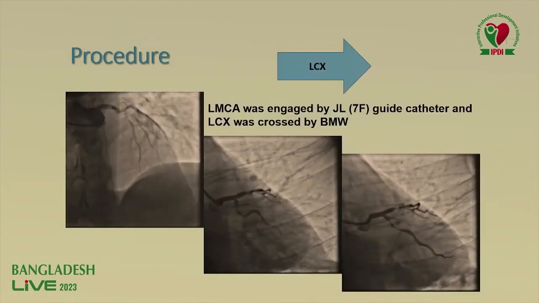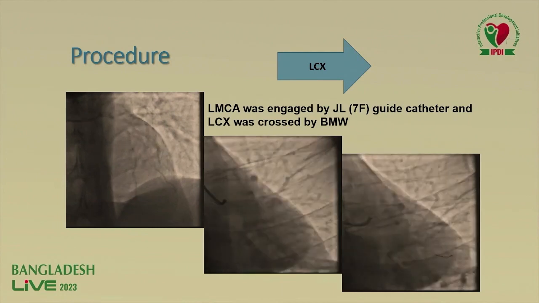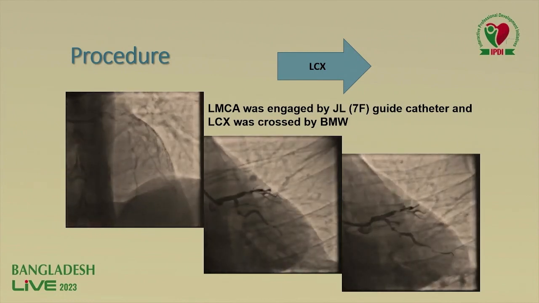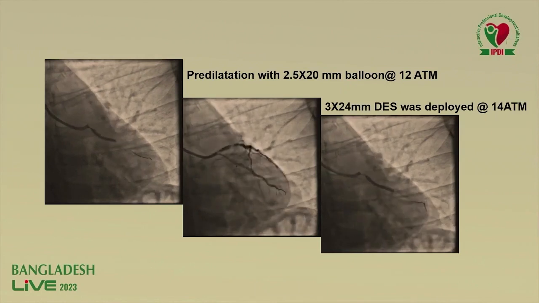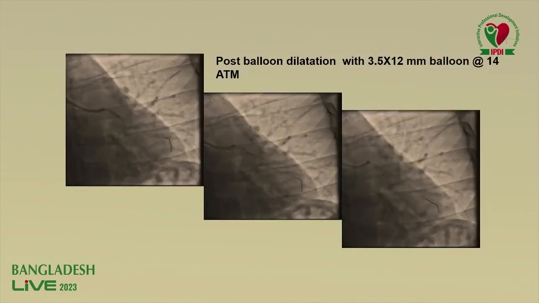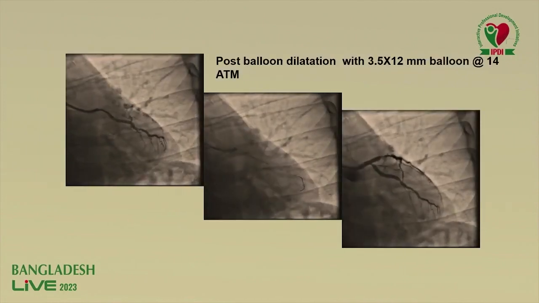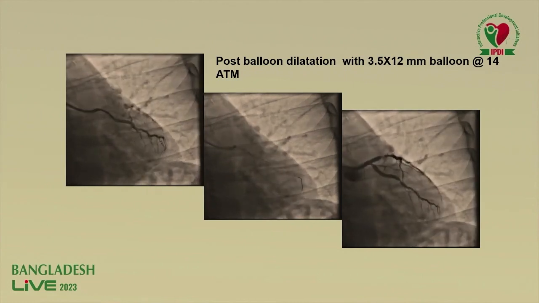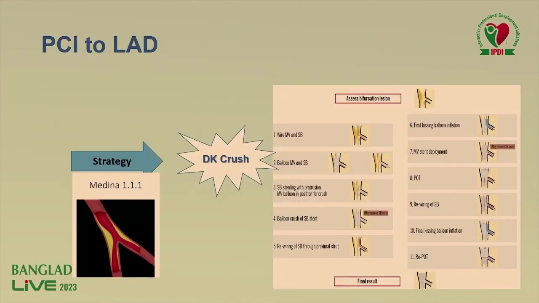Now the procedure. We first started with LCX. The left main coronary was engaged by a GL7 guide catheter and LCX was crossed by a BMW wire. Predilatation was done with a 2.5 by 20 millimeter balloon, and then a 3 by 24 millimeter drug-eluting stent was deployed. Post-balloon dilatation was done with a 3.5 by 12 millimeter balloon, and LCX is well revascularized. Now PCI to LAD. There is a Medina 1-1 lesion involving LAD and diagonal 1, so we preferred DK crush. This slide shows the different steps of DK crush.